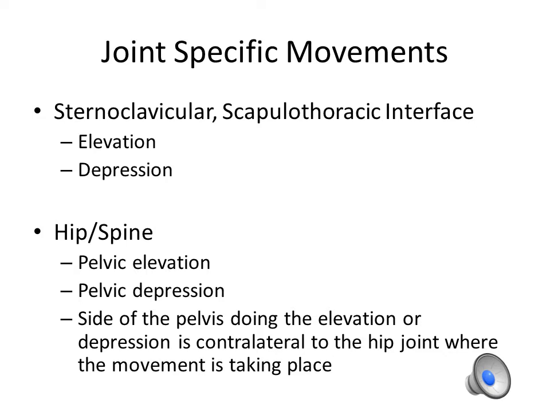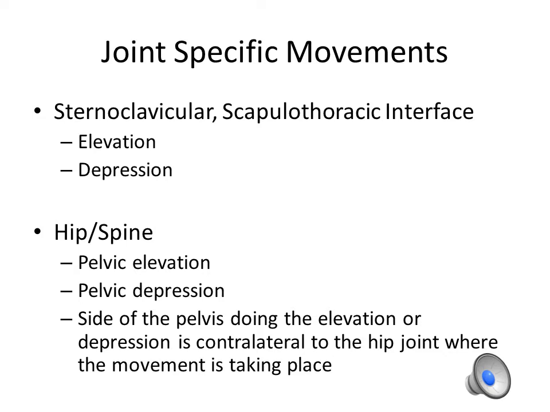Elevation and depression are terms used to describe joint movement at the sternoclavicular joint, which is where the sternum and the clavicle meet, as well as at the scapulothoracic interface. This is a pseudo joint where the scapula and the rib cage meet each other, and where movement occurs between the scapula and rib cage. The scapulothoracic interface is considered a pseudojoint because there's no true bony articulation between the scapula and the rib cage.